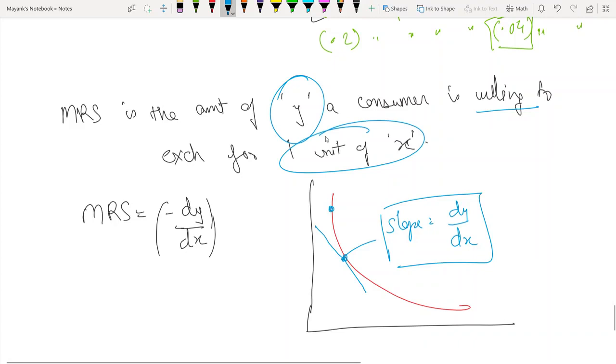So here the slope is larger, which means here you are willing to give away more of y for 1 unit of x, more with respect to, let's say, this point. So at point A, you are willing to part with more amount of y for the same amount of x as compared to point B. The reason being, at A you have a relative abundance of y.